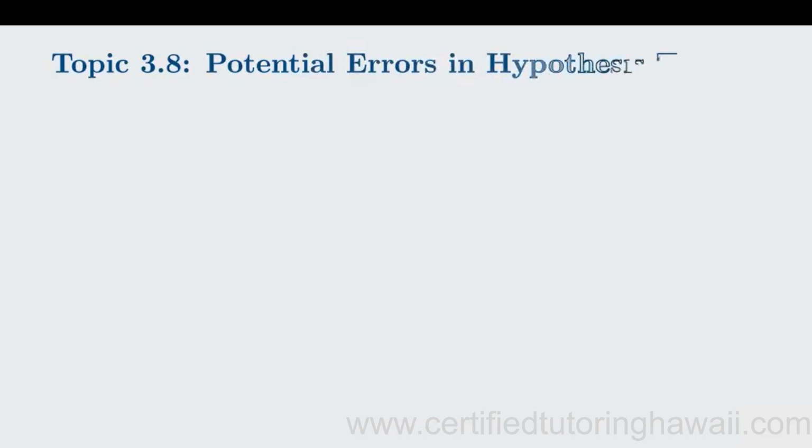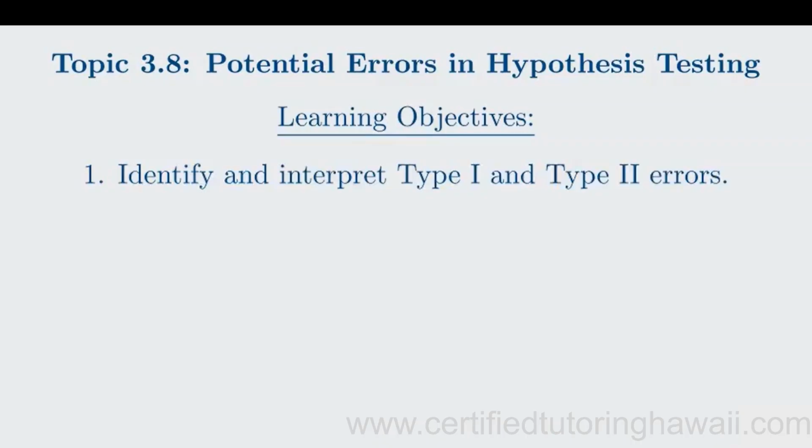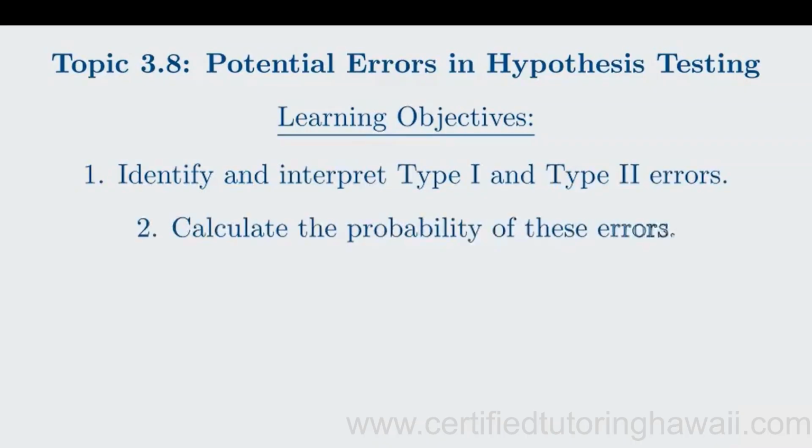Welcome to this lesson on AP Statistics, Topic 3.8. Today, we are exploring the critical concepts of Type 1 and Type 2 errors, along with the power of a statistical test. By the end of this session, you will be able to identify and interpret Type 1 and Type 2 errors, calculate the probability of these errors, and understand the factors that affect the power of a test.